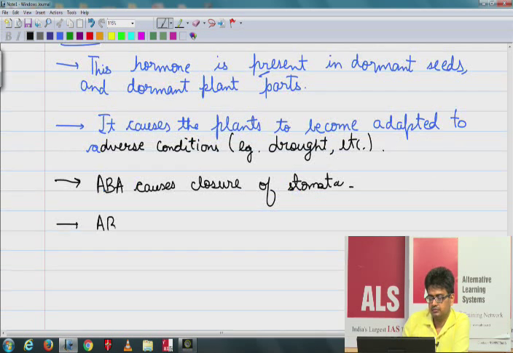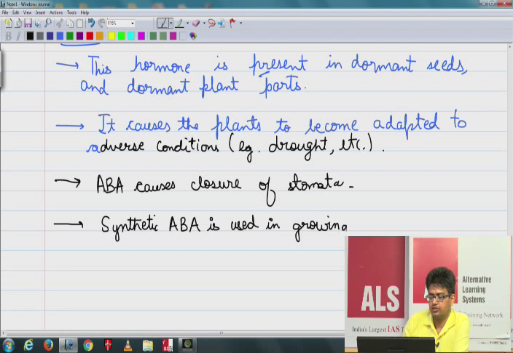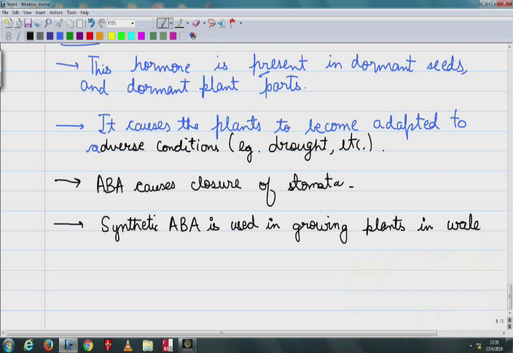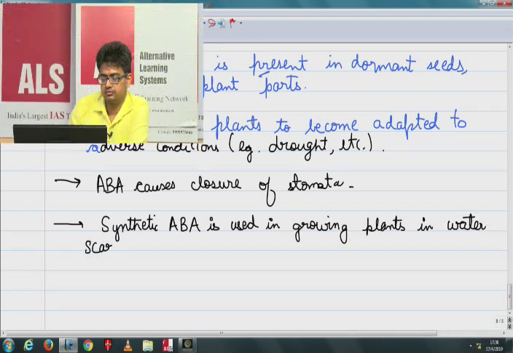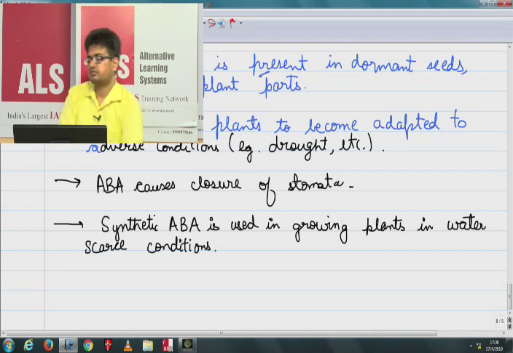Synthetic ABA, sorry. Synthetic ABA is used in growing plants in water scarce conditions.